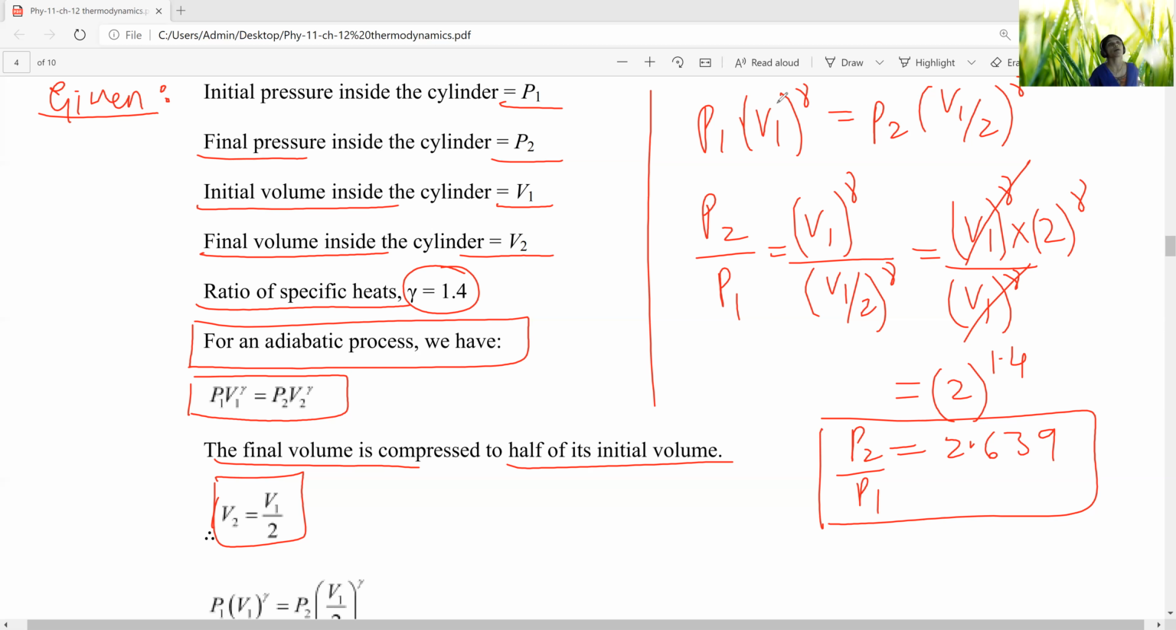So P1 V1 raised to gamma is equal to P2 times V2, which is reduced to half, that is (V1/2) raised to gamma. I keep the pressure terms on one side and the volume terms on the other side, so those are the same terms and get cancelled with each other, and we got 2 raised to 1.4, that is the P2 by P1 value. What did we get? We got 2.639. So this is the solution.